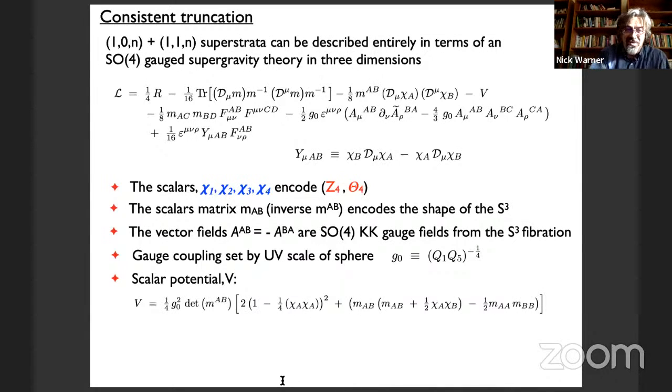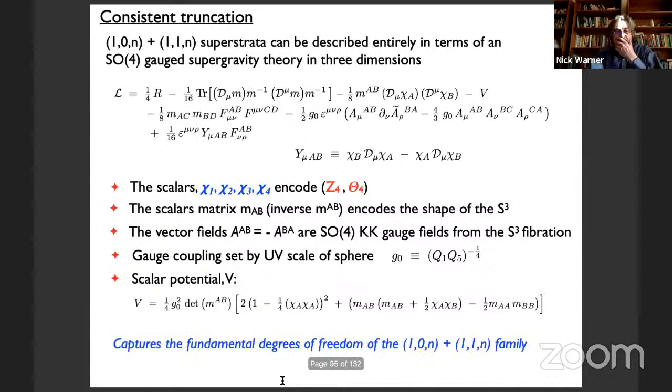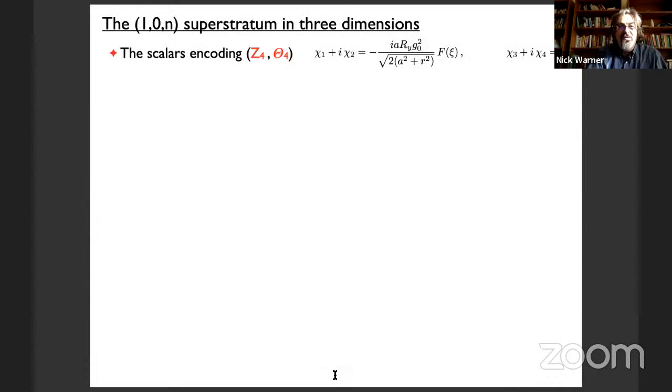This is a really easy one. The message here is that this 3-dimensional supergravity captures all the fundamental degrees of freedom and their dynamics, and everything about the 10n and 11n family. It's cool mathematically, but there's a much more fundamental reason why this is important. But I'm just going to show you where the bodies are buried.